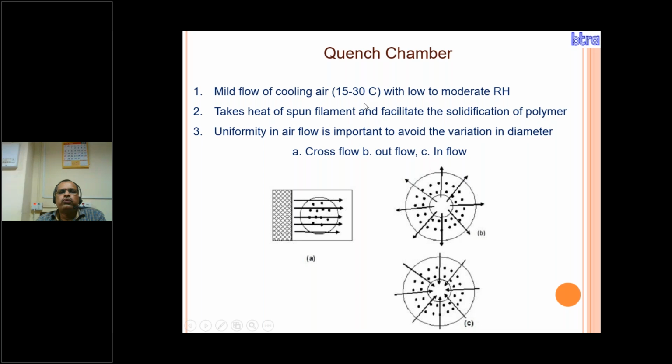Next is the quenching. We have to cool the molten hot filaments coming from the spinneret. So there is a mild flow of cooling air, 15 to 30 degrees Celsius, with low to moderate relative humidity, which takes heat from the spun filament and facilitates solidification of the polymer. Uniformity in airflow is important to avoid variation of diameter. There are three types of airflow: cross flow, outflow and inflow. That is the cross flow, this is the outflow, this is the inflow. Maximum use is of the cross flow, where the flow is uniform. Many plants are using the cross flow technique.